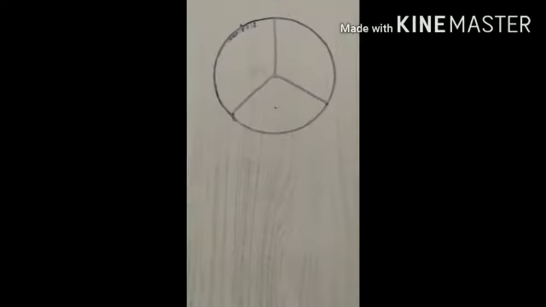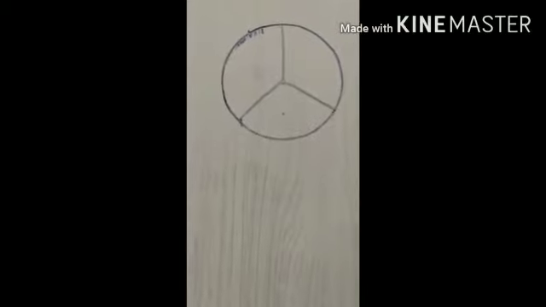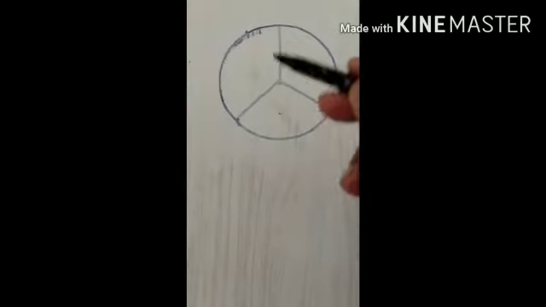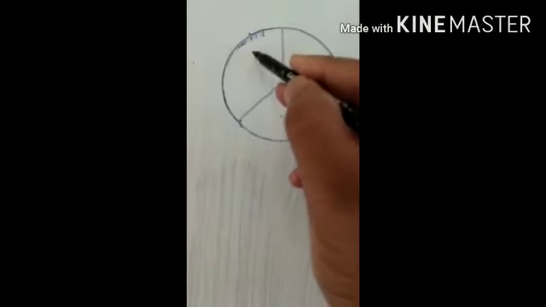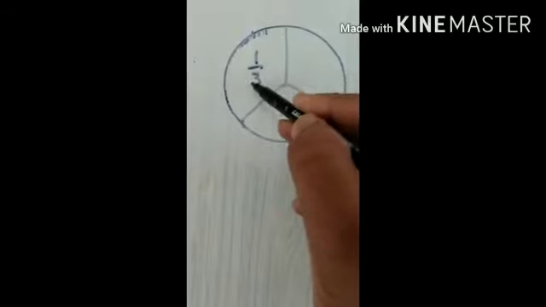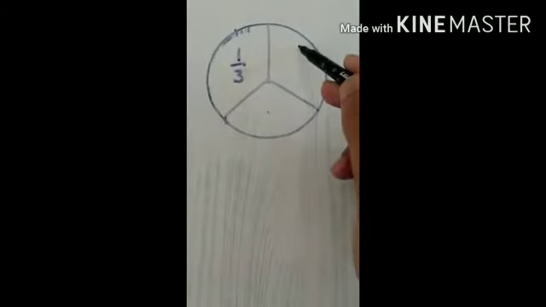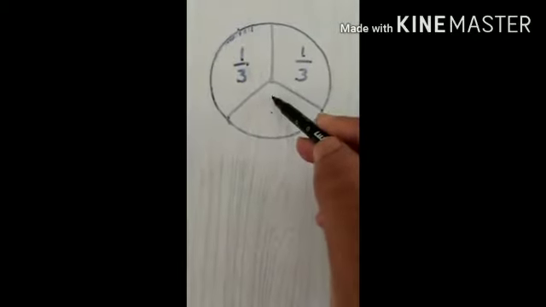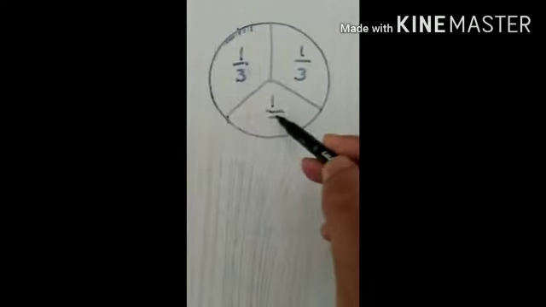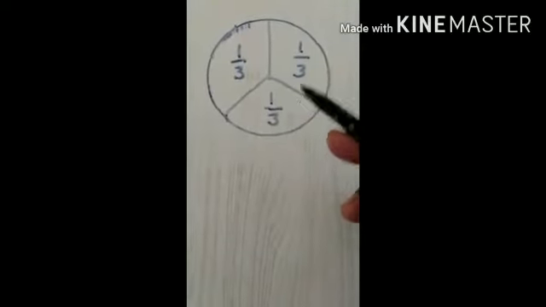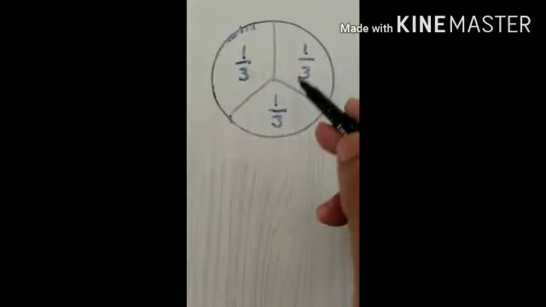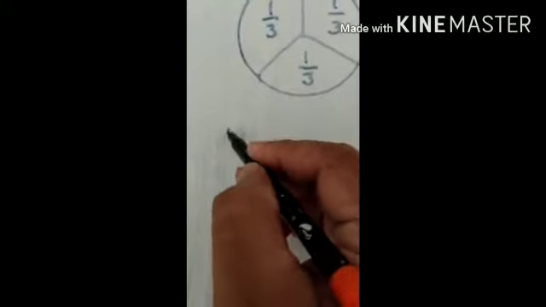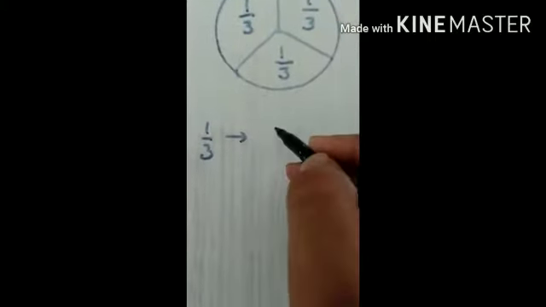Now we divide the whole circle into three equal parts. 1, 2 and 3. This part is one part out of three equal parts. This part is also one part out of three equal parts, as well as this part is one part out of three equal parts. It means the fraction of each part is 1 by 3, and we call 1 by 3 as 1/3.